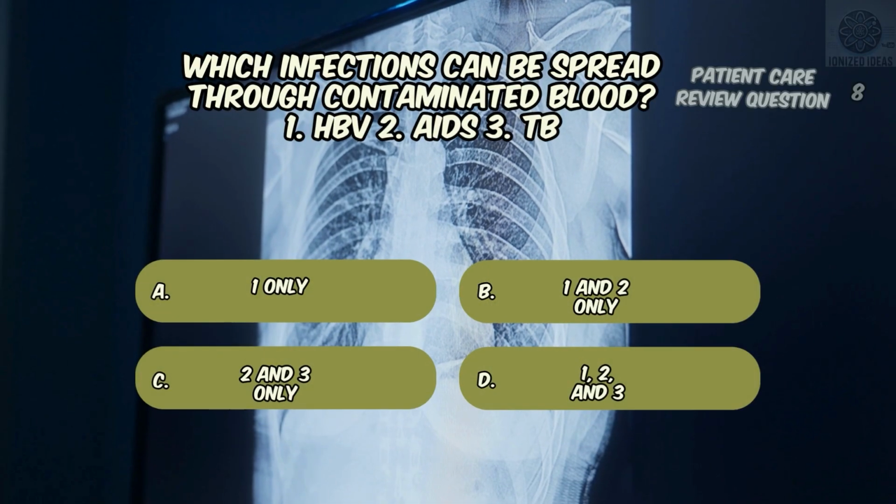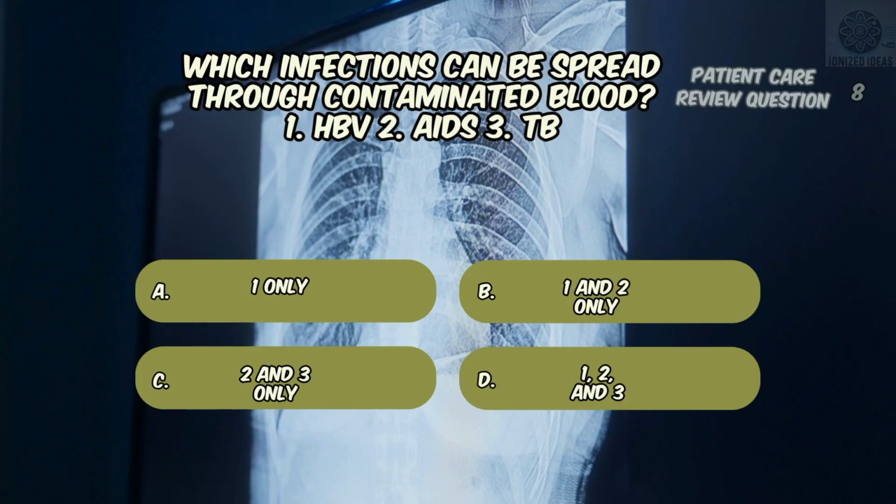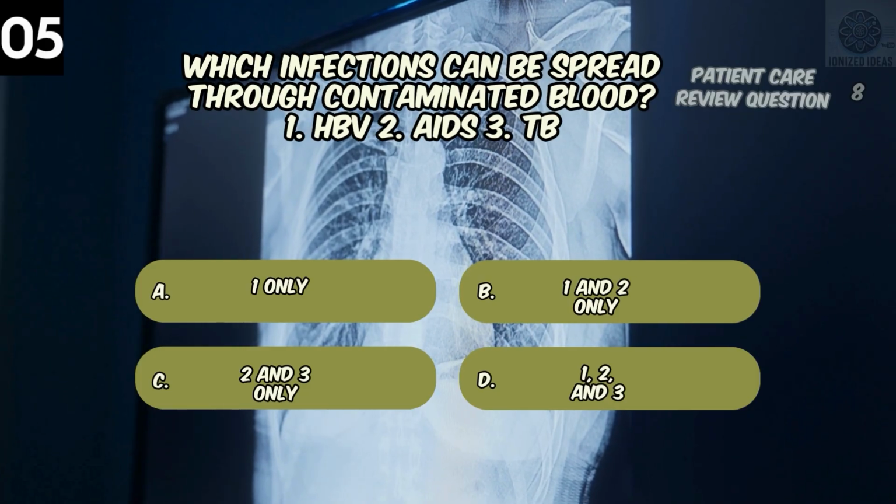Which infections can be spread through contaminated blood? 1. HBV, 2. AIDS, 3. TB. A. 1 only, B. 1 and 2 only, C. 2 and 3 only, D. 1, 2, and 3.